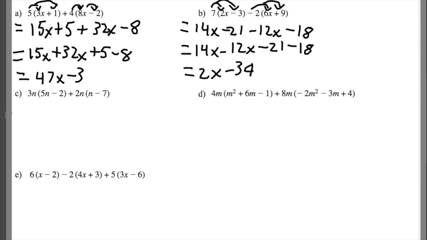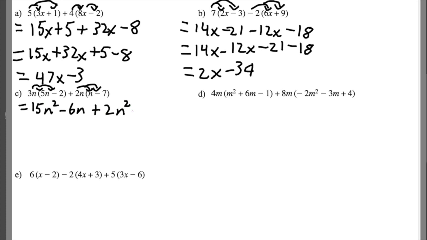For c, we'll have 3n multiplied to 5n, 3n multiplied to minus 2, 2n multiplied to n, and then 2n multiplied to minus 7. Remember, we're going to use the distributive property, and when we multiply exponents, we're going to be adding the exponents together. So we have 15n squared minus 6n plus 2n squared minus 14n.